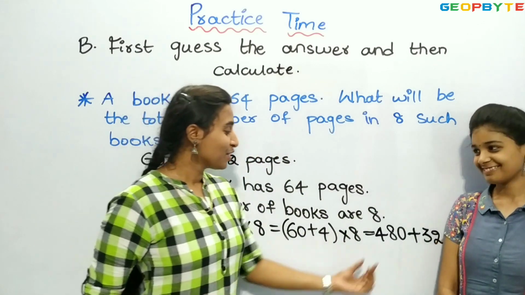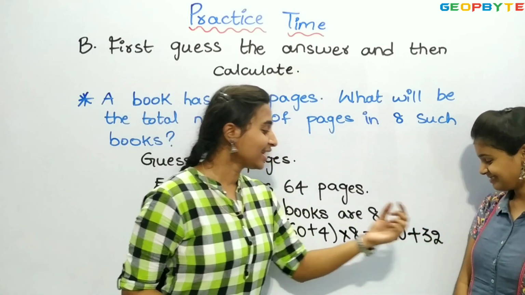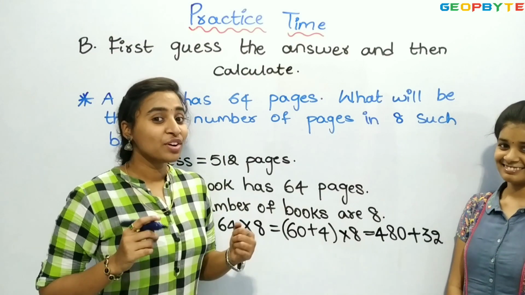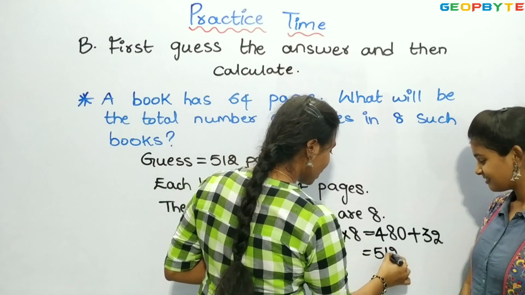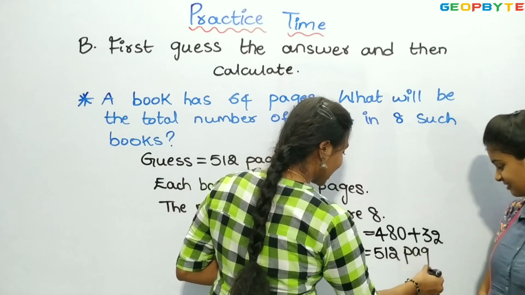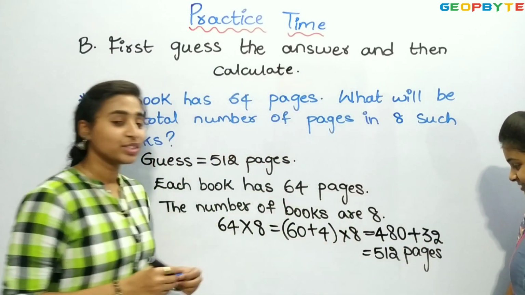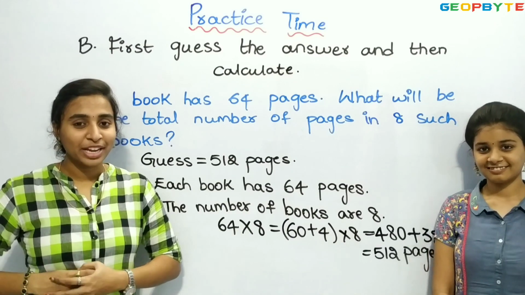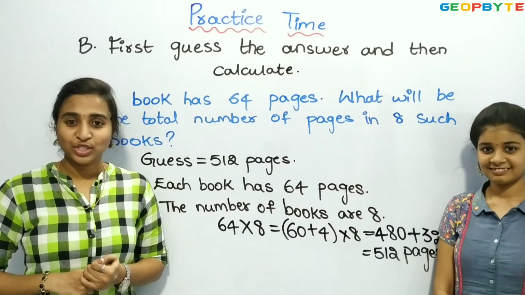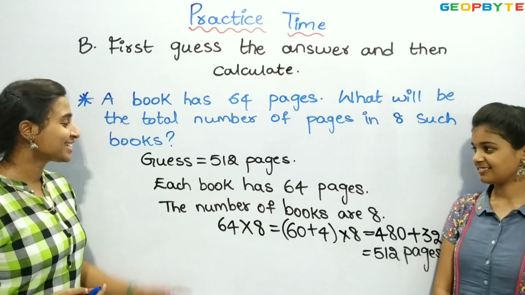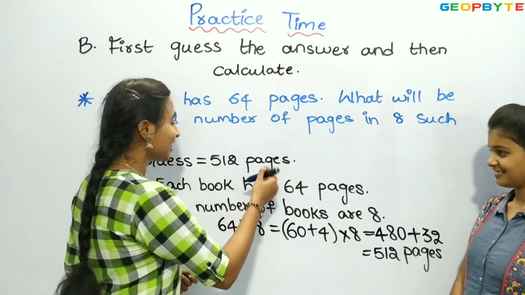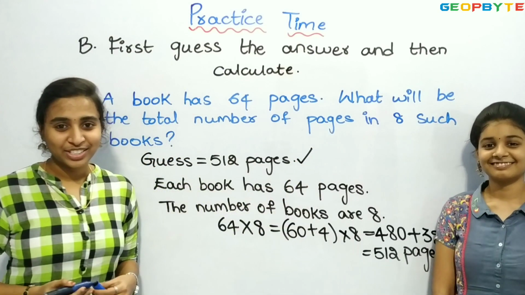So children, 480 plus 32 is equal to 512. So it is 512 pages. Children, the total number of pages in 8 such books are 512 pages. What we guessed is correct, that is 512 pages.